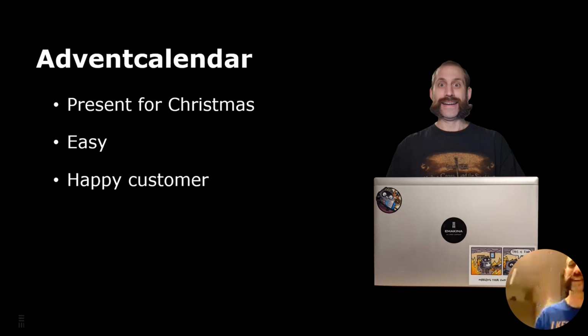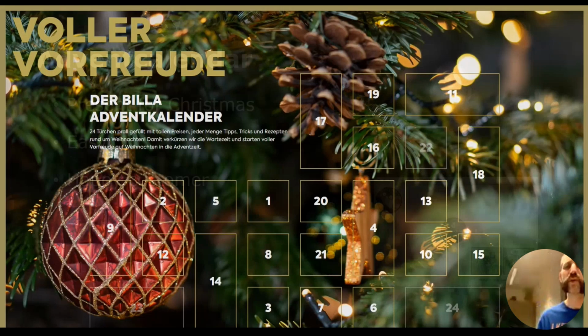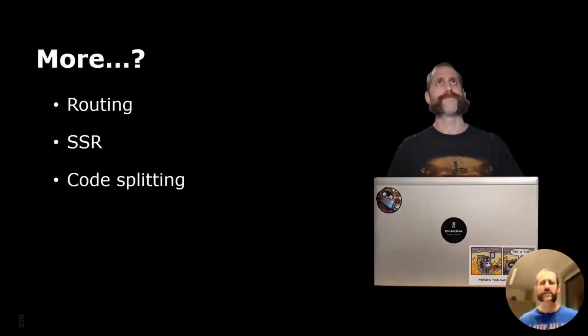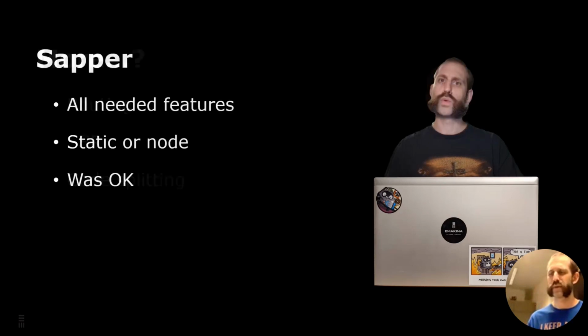So this is how it looked. But couldn't there be more? What about routing? What about server-side rendering and code splitting? How do I do that just with Svelte? Well, Sapper, that's okay. All the needed features are there, like server-side rendering. You can do static sites with it, with code splitting. You can do a node application, so that's quite okay.